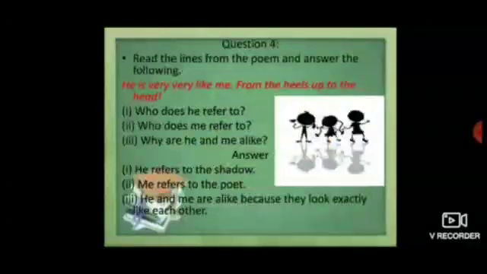Question number 4. Read the lines from the poem and answer the following. He is very, very like me from the heels up to the head. Who does he refer to? Who does me refer to? Why are he and me alike? Answer. He refers to the shadow. Me refers to the poet. He and me are alike because they look exactly like each other.